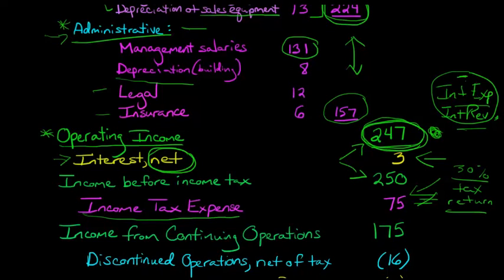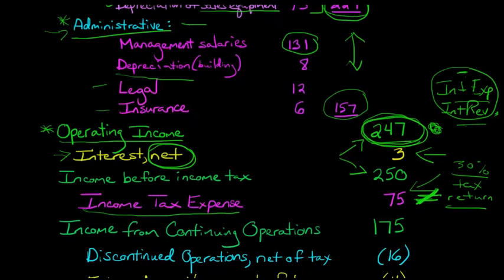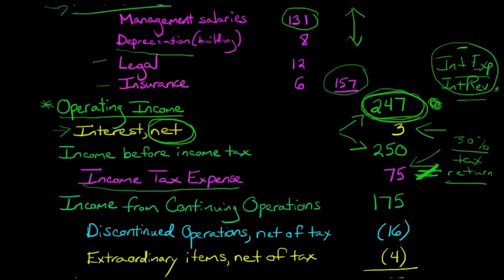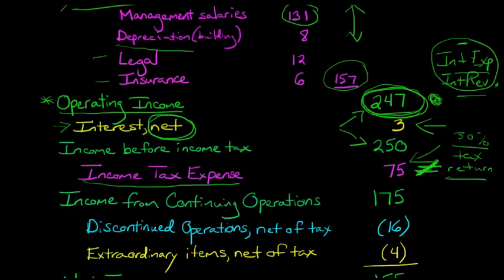But bear in mind, this is not the exact number from their return. This is not the amount that they paid out necessarily. This is a rough kind of estimate. And so now we get to this income from continuing operations. Now you might say, well, why do we say continuing operations?